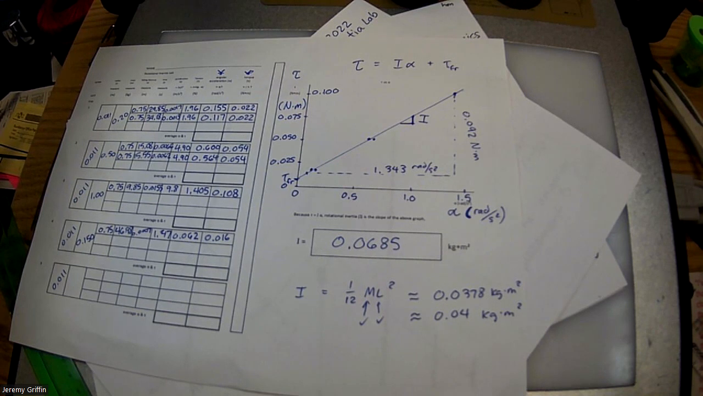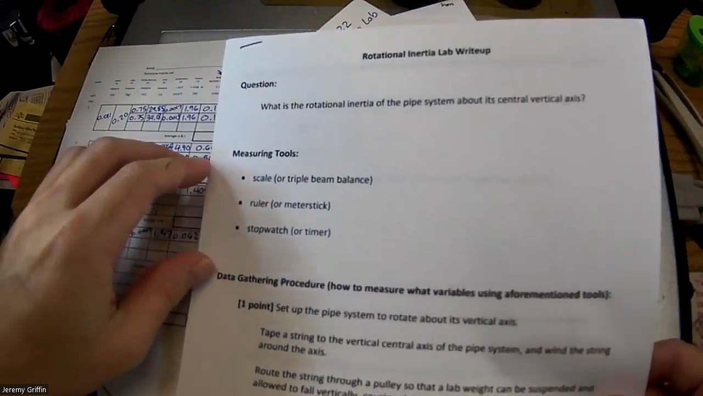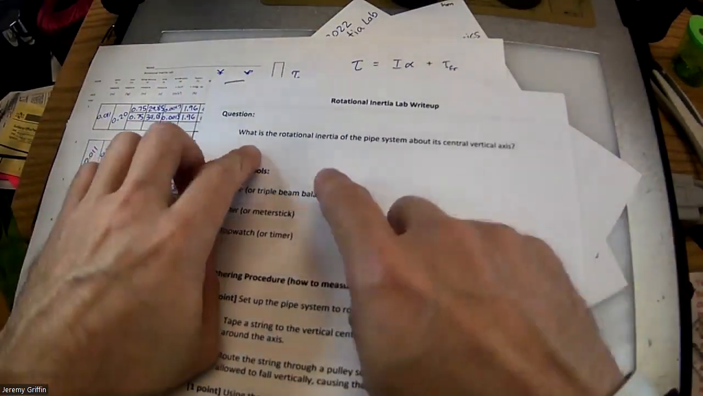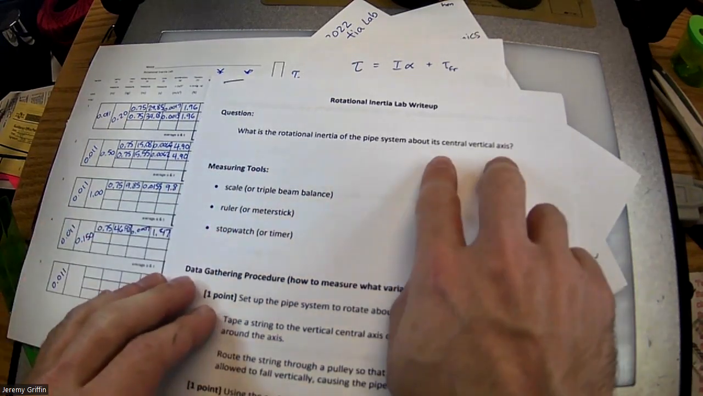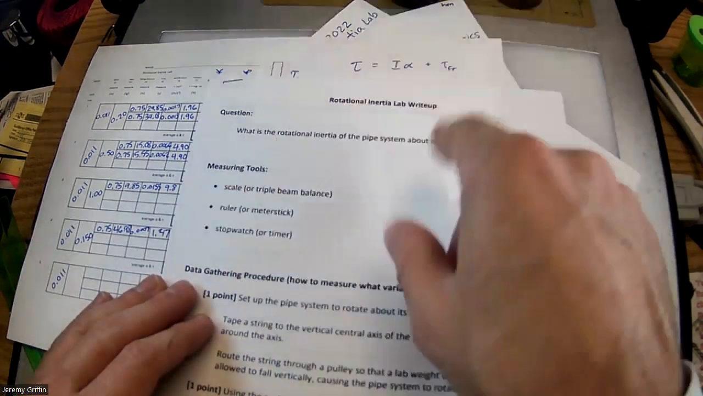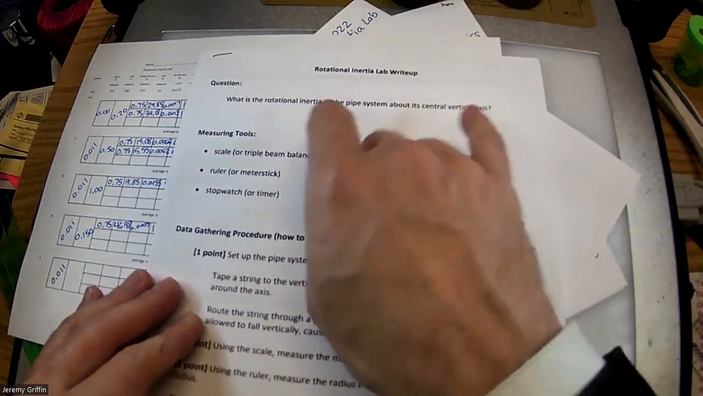All right, we've got 3.5 minutes, so let's do this real fast. Go ahead and grade yourselves. So the question: what is the rotational inertia of the pipe system about its central vertical axis? All right, so you guys have a question about rotational inertia.